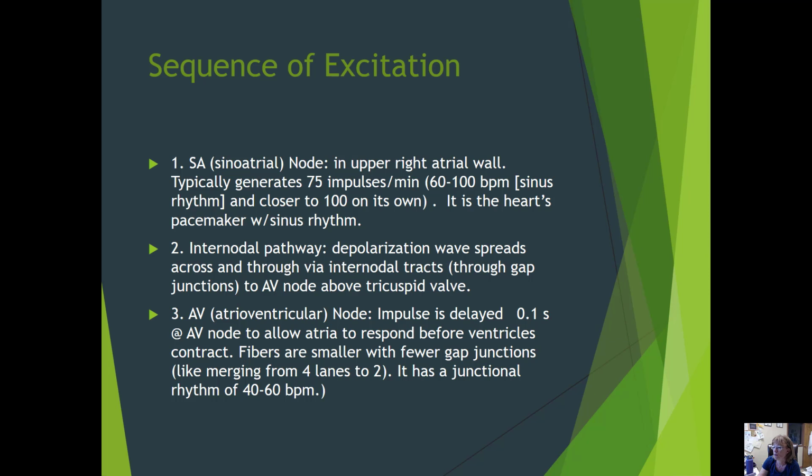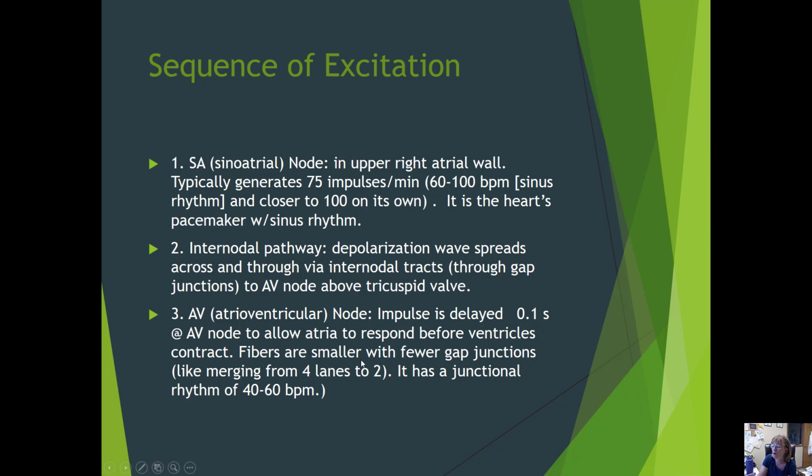Okay, then we can read through those. Oh, here's why the impulse is delayed. The 1/10 of a second at the AV node is so that the atria can finish contracting, respond to the stimulus coming from the SA node, push the blood down into the ventricles, and close the AV valves. And why does it take 1/10 of a second to make it through the AV node?